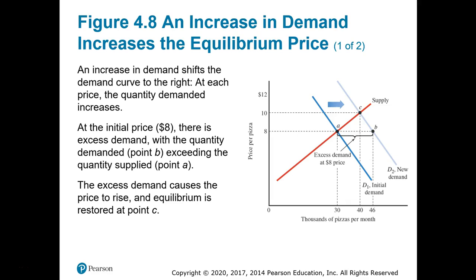We went from A, the original, to now a higher demand. I went from 30,000 pizzas, now I want 46,000 at $8. Well, suppliers say, you know what? I'm not willing to do that, but what I will do is I'll raise the price to get you to back off on your demand. I'll raise it to $10. That means that you're only going to want 40,000 pizzas. I can meet you at 40,000 with $10. Cause A to B, effect B to C.